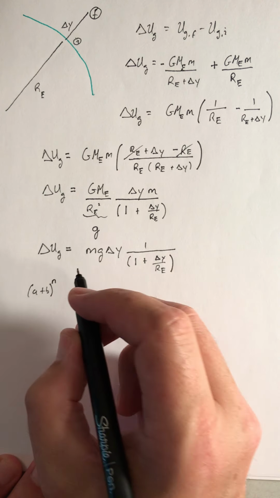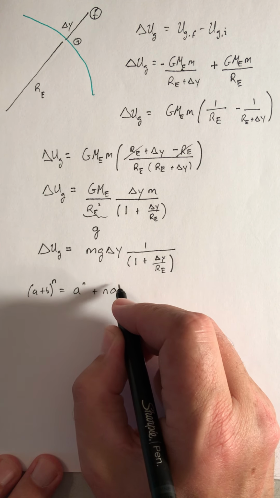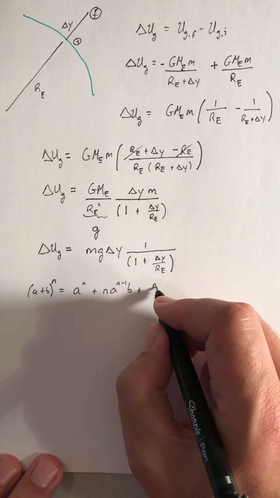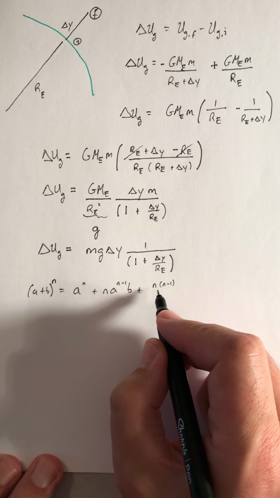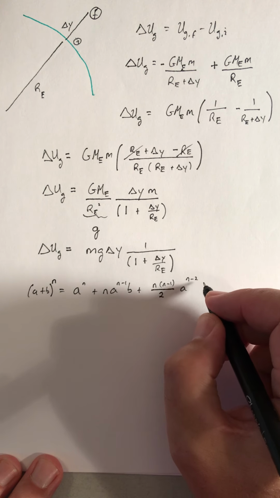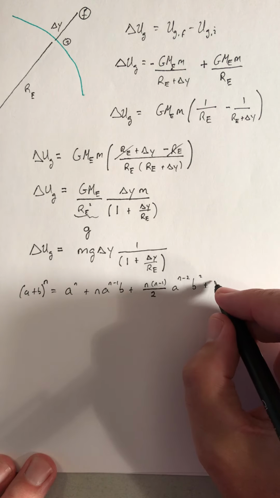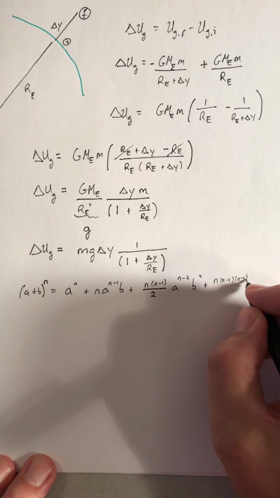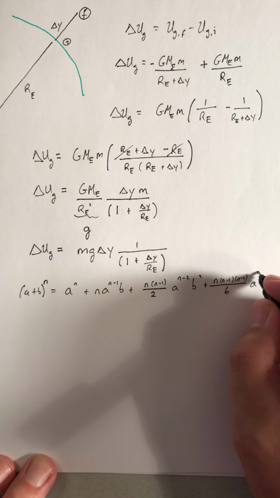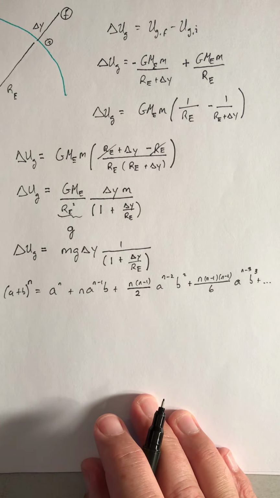A plus b to the quantity n is a to the n plus n, a to the n minus 1 times b plus n times n minus 1 over 2, a to the n minus 2 b squared plus n times n minus 1 times n minus 2 over 6, or 3 factorial, a to the n minus 3 b cubed plus dot dot dot. More terms, if needed.